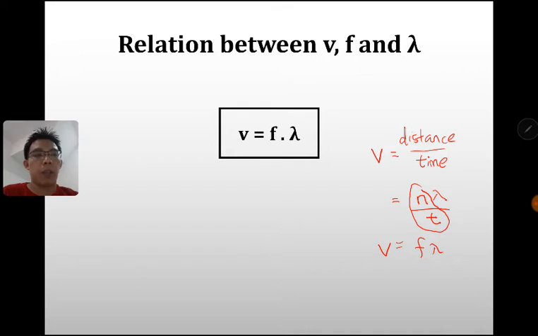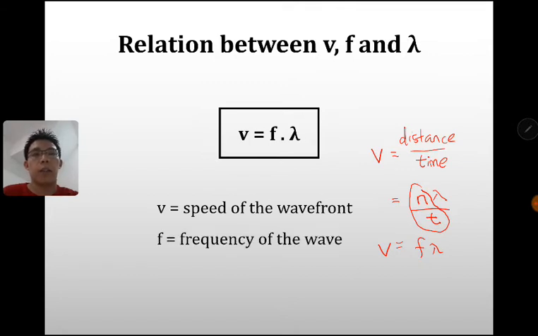So where we have v as the speed of the wave fronts, f is the frequency of the wave, and lambda is the wavelength. Alright, so now we move on to some examples.